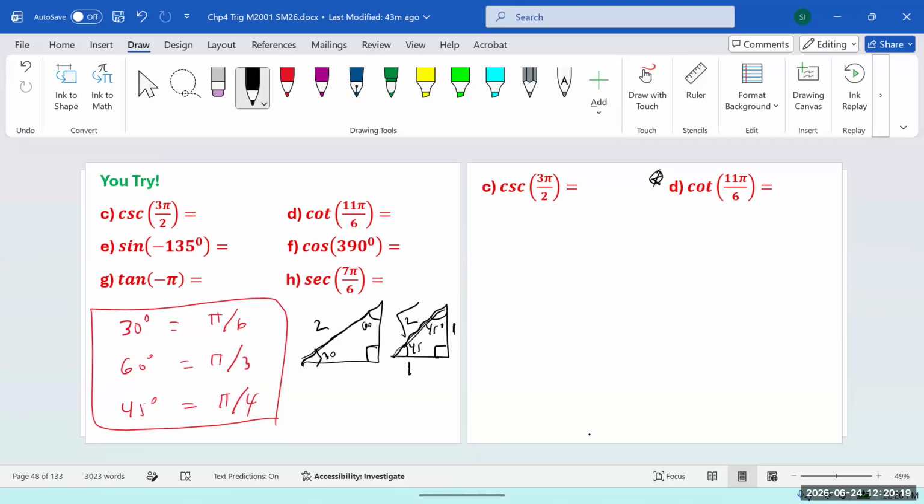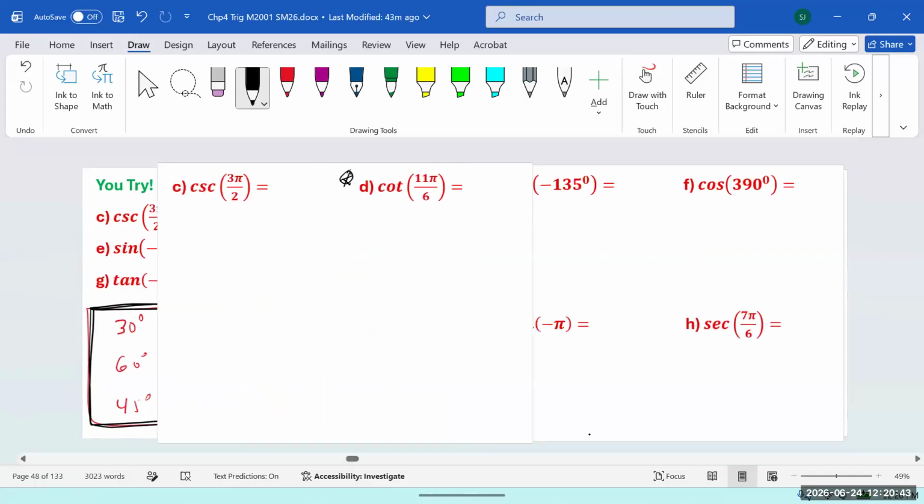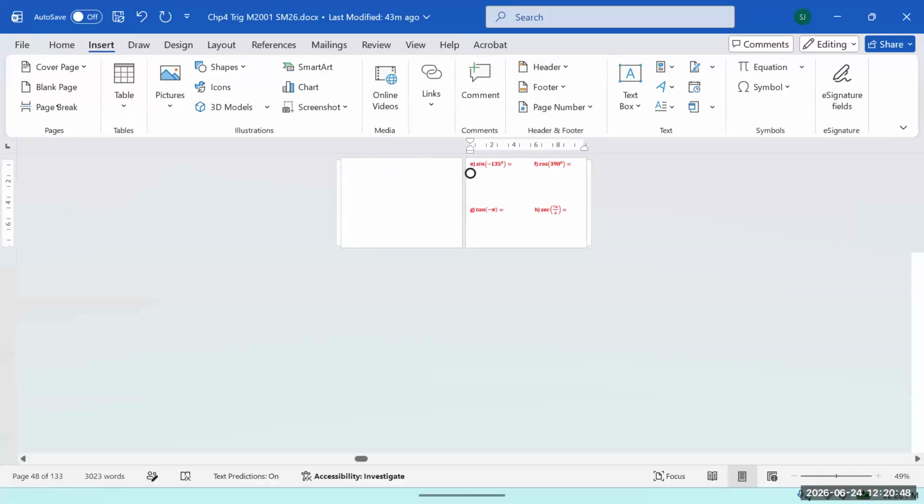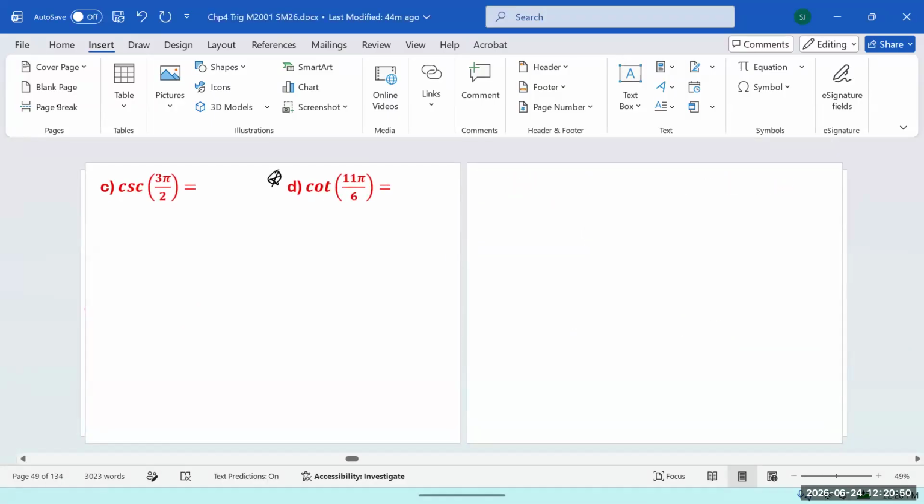Well, actually, if you want to work with your radian and you remember this, then you don't have to convert this into degree. Let me show you both methods. Let me show you the harder one first, working with radian. So let me get a page. We have 11 pi over 6.